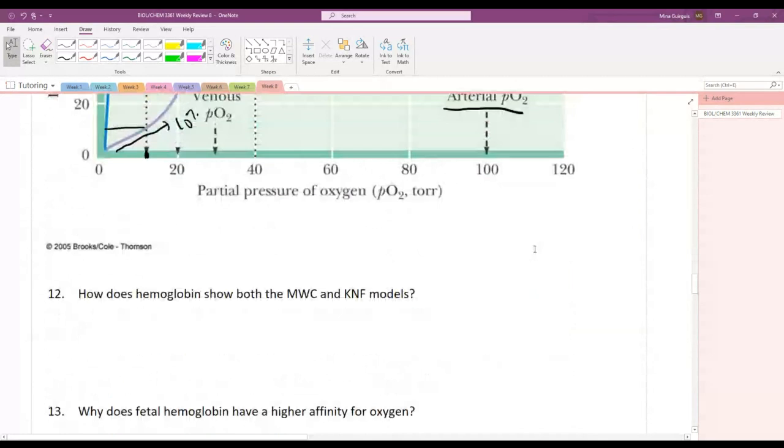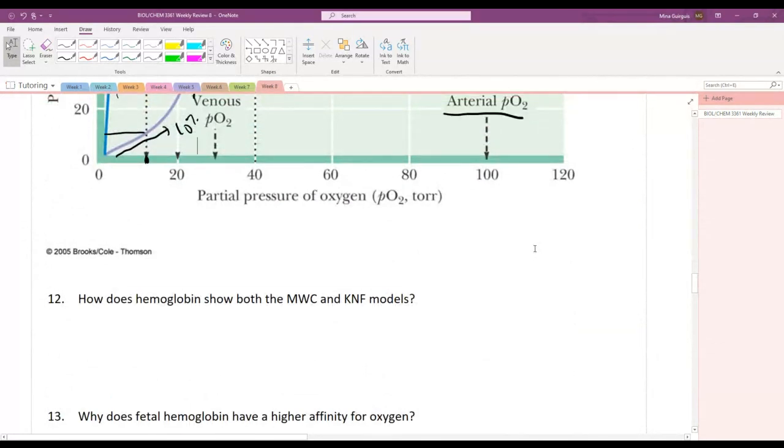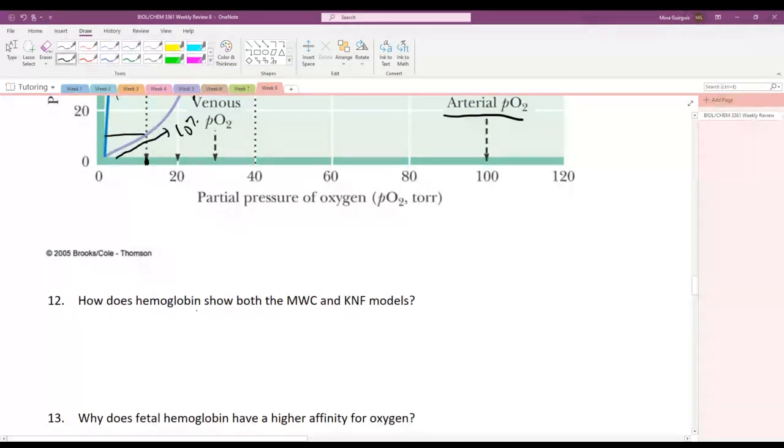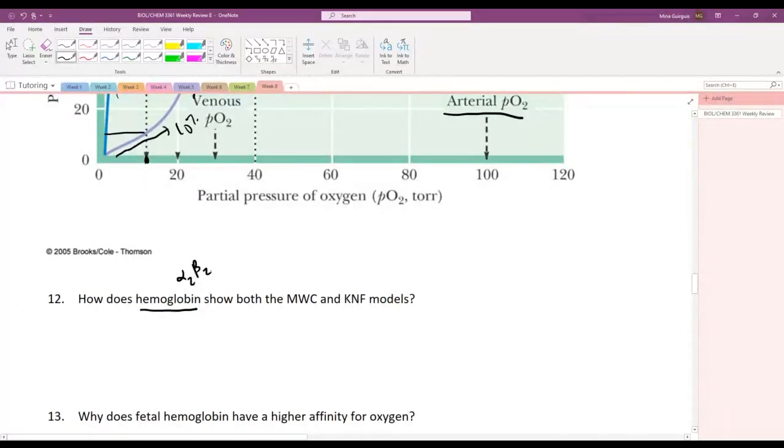Let's go to number 12. How does hemoglobin show both the MWC and the KNF models? Okay, so this is going to be a very strange explanation, I think. Hemoglobin in general has 2 alpha subunits and 2 beta subunits. The specifics behind them don't matter too much for now. I really don't think they'd matter much for the purposes of this class, beyond what we're going to cover today. So I wouldn't worry about how they're different. Just know that they're different.